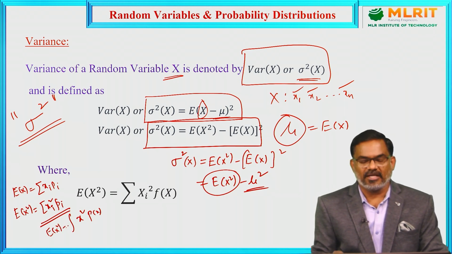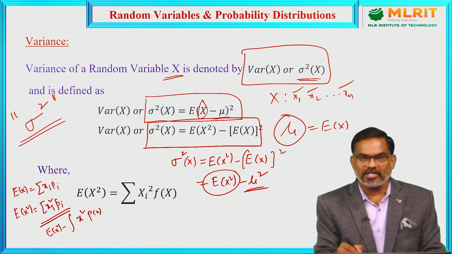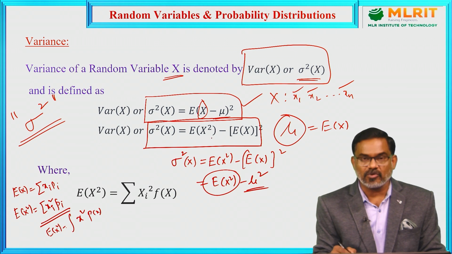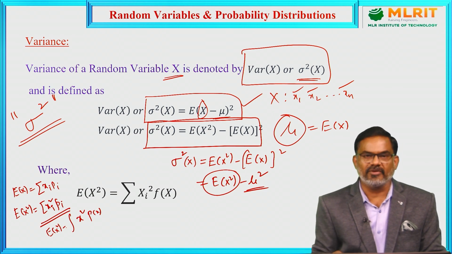So, here there are two formulae for variance. Either we can use expectation of (x minus mu) whole square, or else expectation of x square minus expectation of x whole square. Depending on the given data, we can use any one of these two formulae.